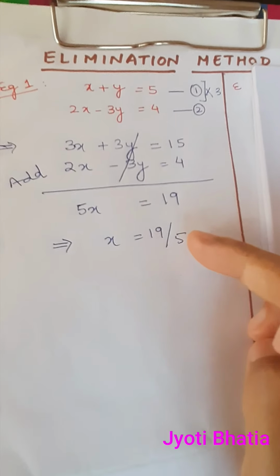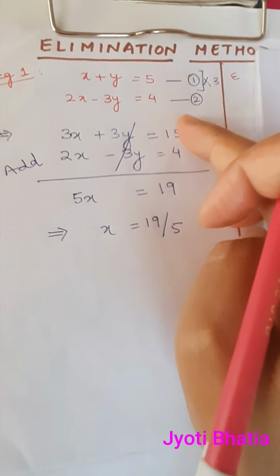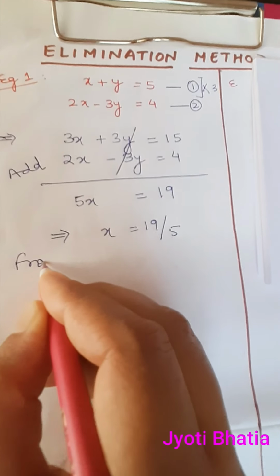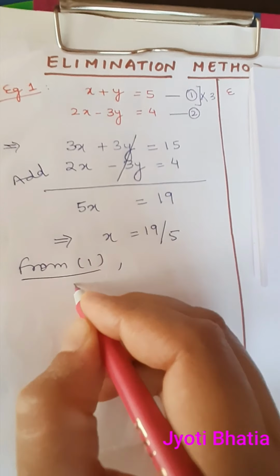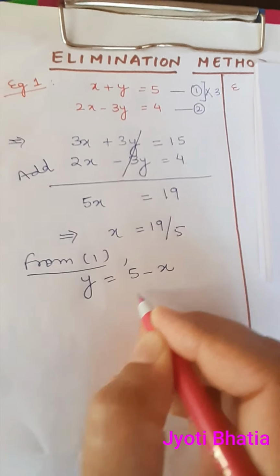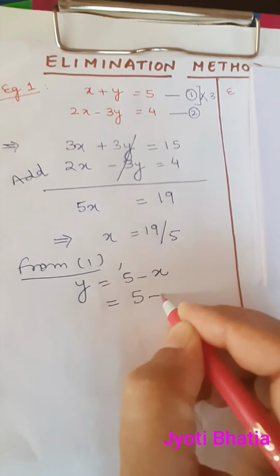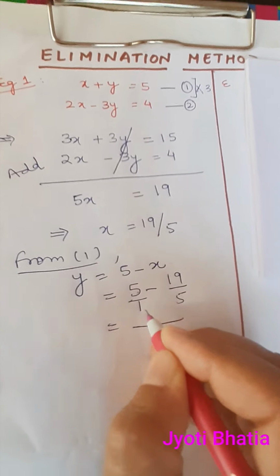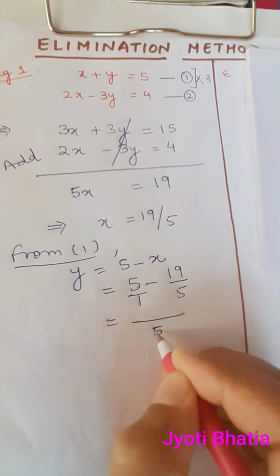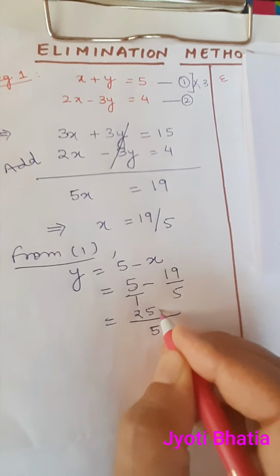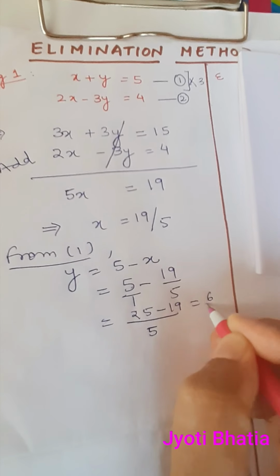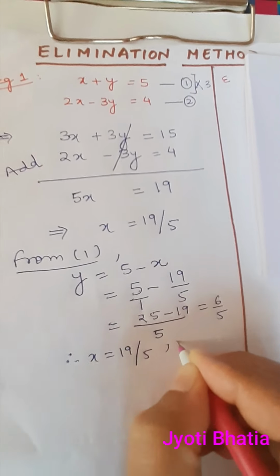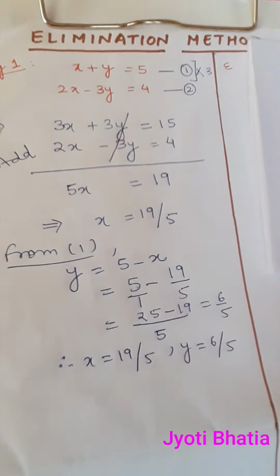Now put x equal to 19 upon 5 in either equation 1 or 2. You can see equation 1 is simpler than equation 2. So from equation 1, what do you get? You get y is equal to 5 minus x, right? So put the value of x, which is 19 by 5. 5 can be written as 5 upon 1. Taking the LCM of 1 and 5, which is 5, 5 fives are 25, 25 minus 19 is 6 by 5. So you get x equals 19 by 5 and y is equal to 6 by 5 as your answer.